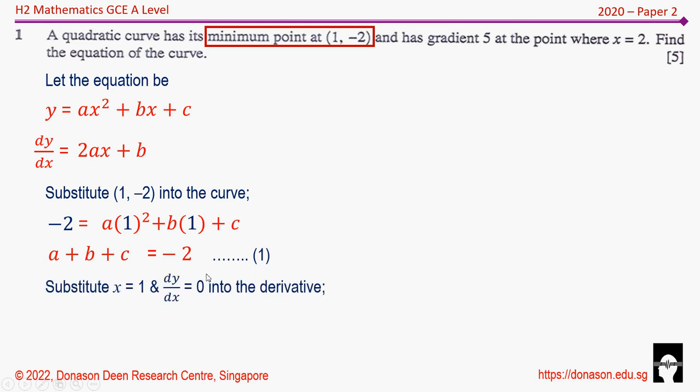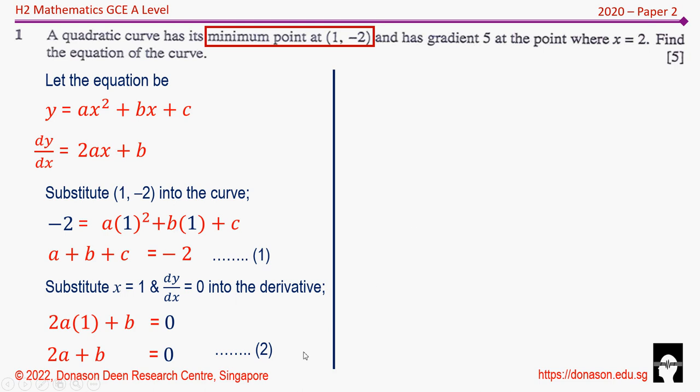Now let us go for the second equation. We are told that it is a minimum point at (1, -2), right? So that means when x is 1, the first derivative should be equal to 0. That means dy/dx is equal to 0. So we can use this condition to get the second equation. I am replacing the x with 1 in the dy/dx expression, and dy/dx should be equal to 0. So 2 times a times 1 plus b is simply going to become 2a plus b equals 0. So there we have the second equation.